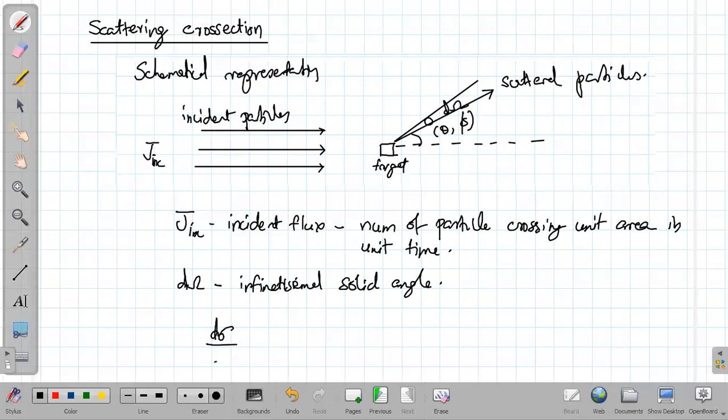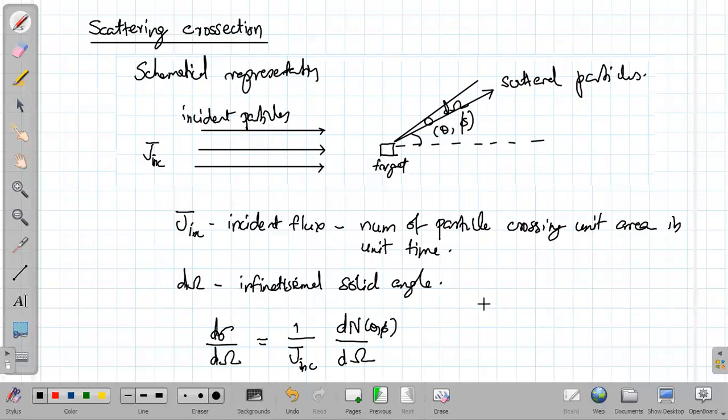Now, in order to study the scattering problem, we'll define the scattering cross section. We can define the infinitesimal scattering cross section, or differential scattering cross section, denoted by the symbol d sigma by d omega, and d sigma by d omega is defined to be 1 upon J_inc times dn upon d omega. So d omega is a solid angle.